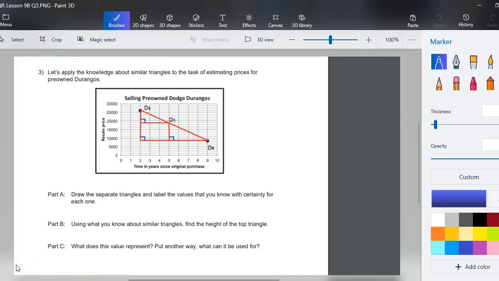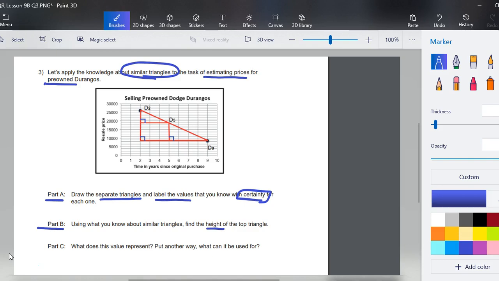If you haven't already, hit pause and work on question 3, and then come back and let's talk about it together. Question 3 says, let's apply the knowledge about similar triangles to the task of estimating prices for pre-owned Durangos. Part A asks us to draw the separate triangles and label the values that we know for sure for each one of those 3 triangles. Then using what we know about similar triangles, we're going to find the height of the top one.